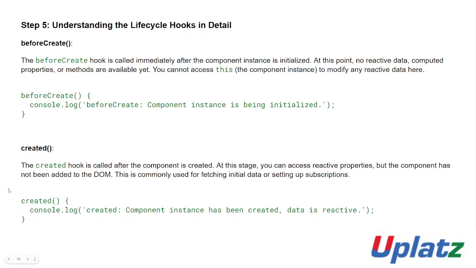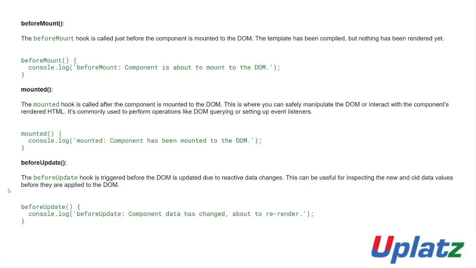Created. Before update hook is triggered before the DOM is updated due to reactive data changes. These can be useful for inspecting the new and old data values before they are applied to the DOM. Before update, console.log before update, component data has changed, about to re-render.